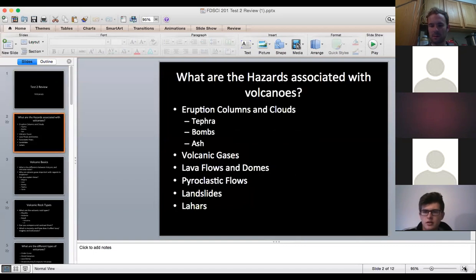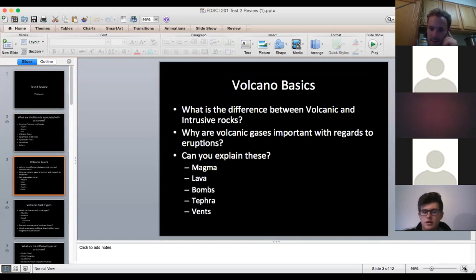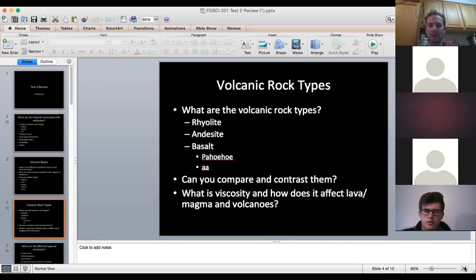Right here, looking at volcano basics. It has to do with the second bullet point. Why are volcanic gases important with regards to eruptions? And then also the chemistry of the magma, as well as what's called the viscosity of the magma, this last bullet point here.